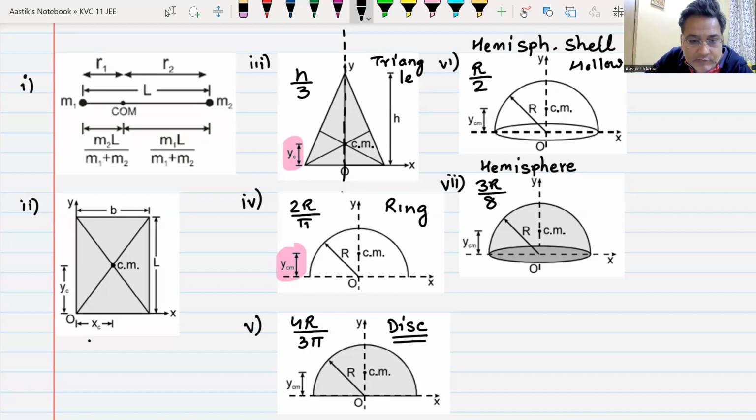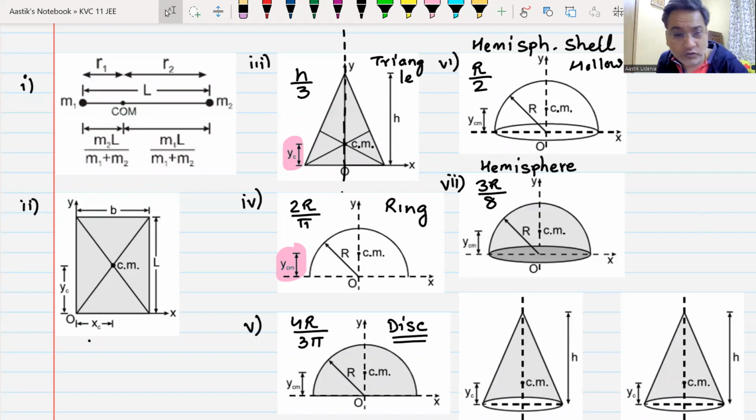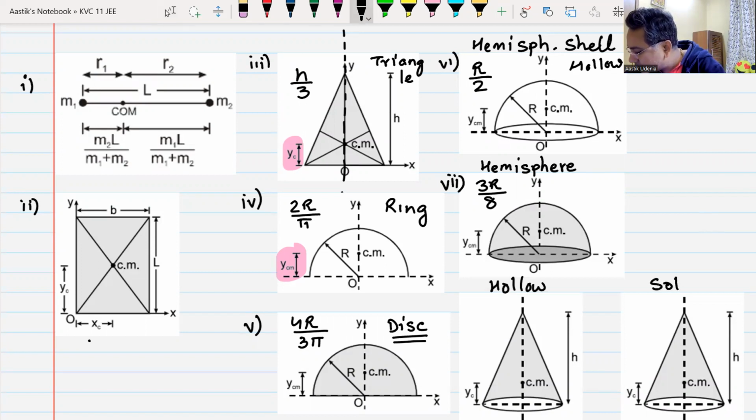Okay, two more are remaining. I will try to put them here. Let me put them together. Okay, I think everything is there. These are two cones, if I may say. This is a hollow cone. Both are looking similar. The diagram is similar. And this is a solid cone.